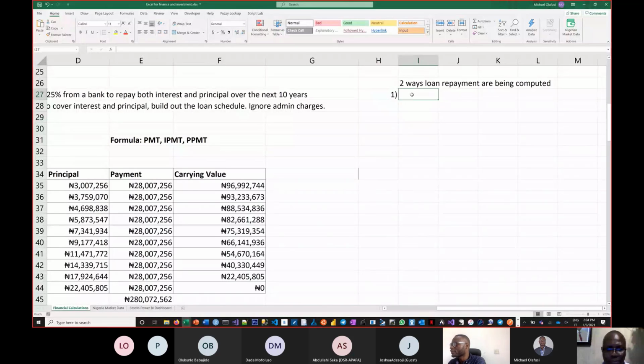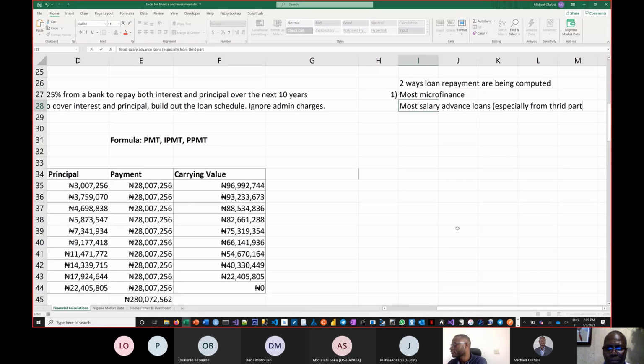If you take a microfinance loan, most microfinance loans, and I use the word most because there are some exceptions. Most salary loans, salary advance loans, especially the ones from a third party. Third party means maybe a bank or a financial institution, not your employer. So most salary advance loans, most credits.